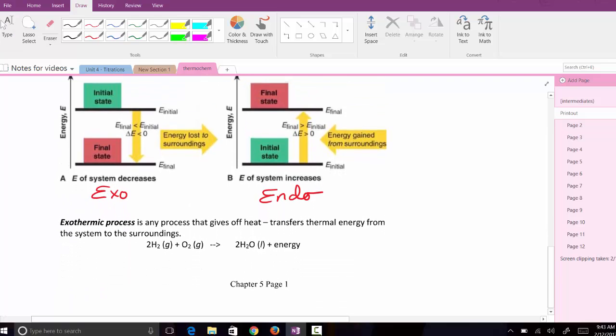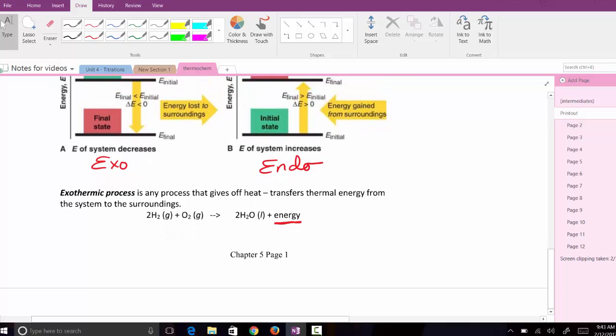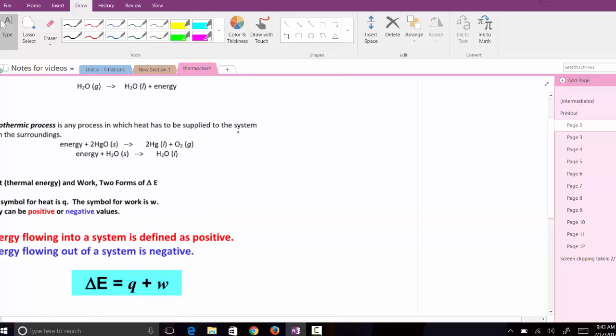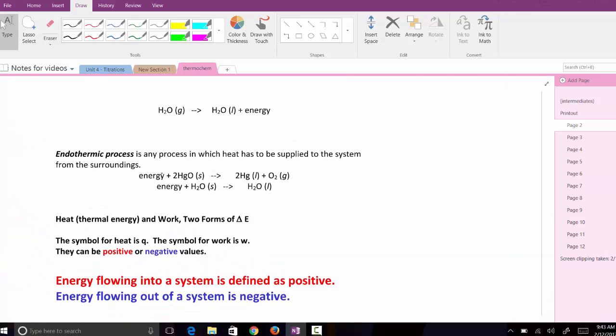Now, one of the things we haven't really talked about before is when we are writing a chemical equation, how do we demonstrate if this is endothermic or exothermic? And the way we do that is for exothermic reactions, the energy, and it may say energy, or it may have an actual numerical value of joules or kilojoules, it's going to show up on the product side if it's exothermic. Okay, and then if it's endothermic, it's going to show up on the reactant side because we require energy to have this reaction occur.